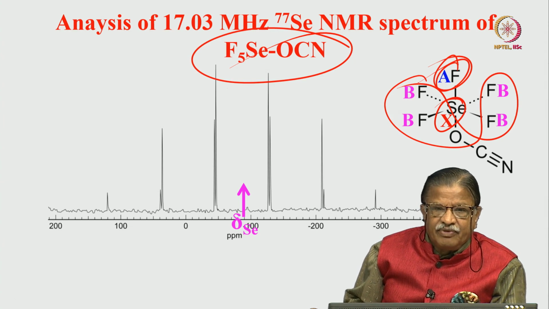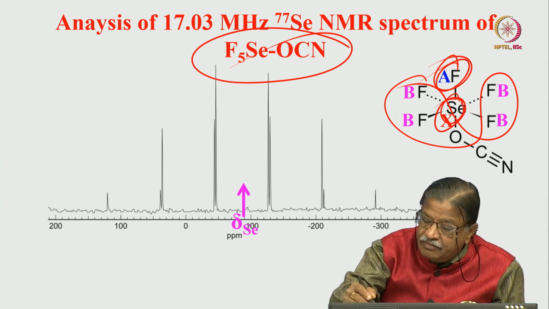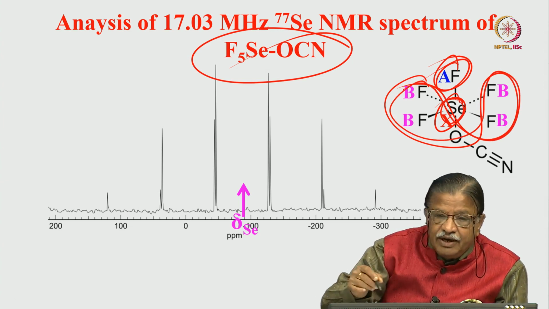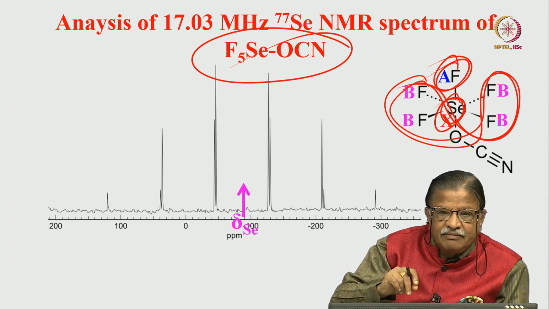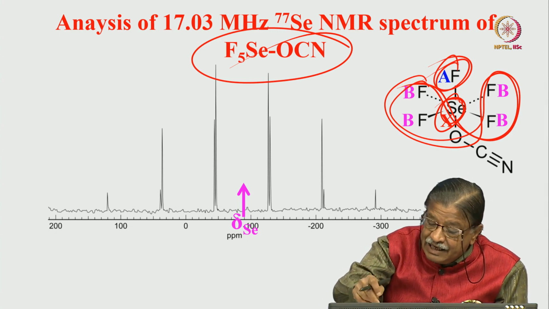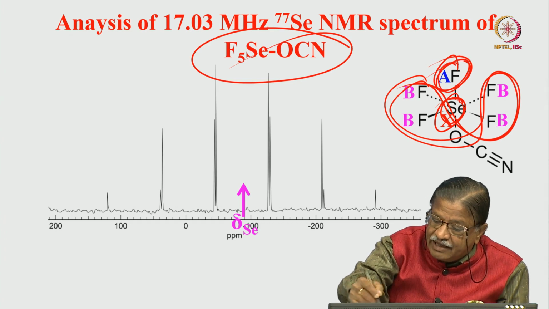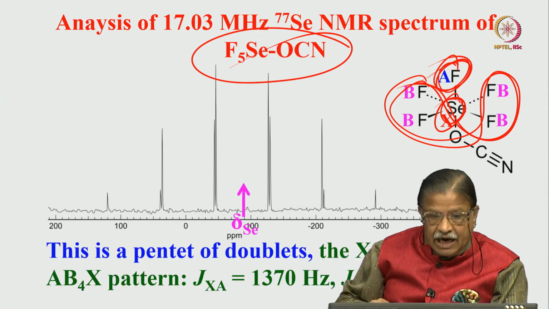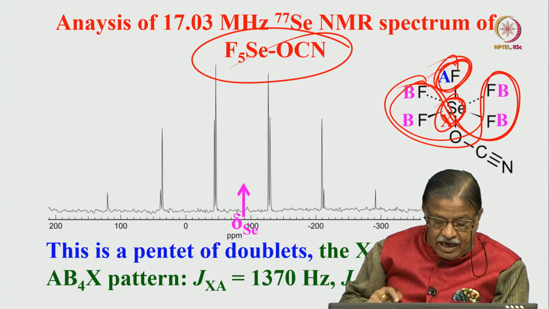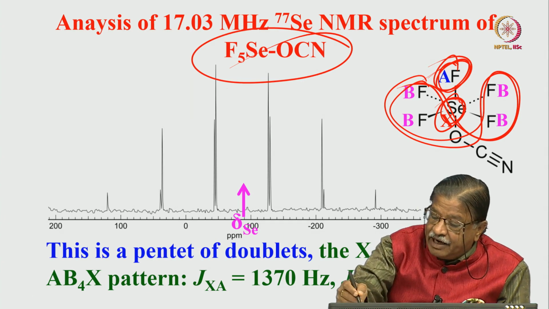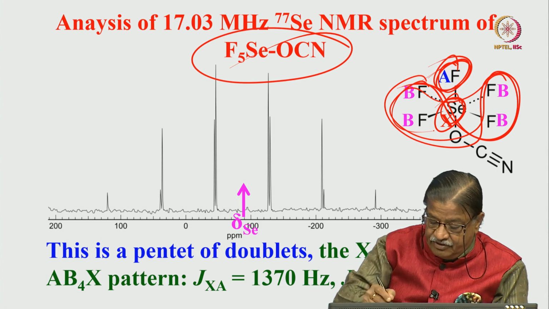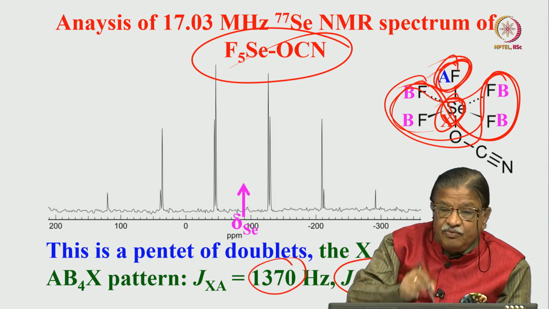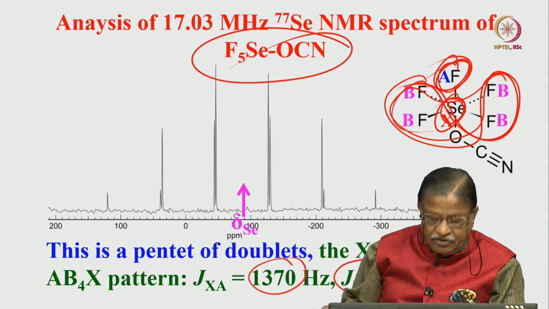You understand? We are looking at selenium. These 4 equivalent fluorines split this into a quintet, and then each line of the quintet is split into another doublet because of coupling with the other fluorine. And this is how it is. This is a pentet of doublets. I say pentet because this coupling is larger. You see, JXP is larger than this. We always have to take the larger coupling first.